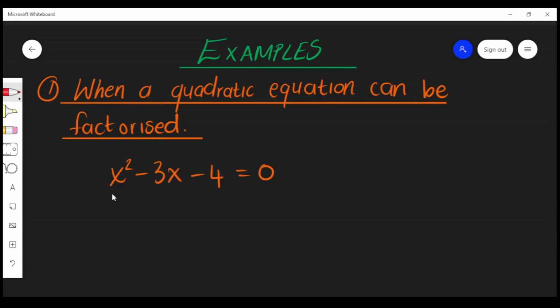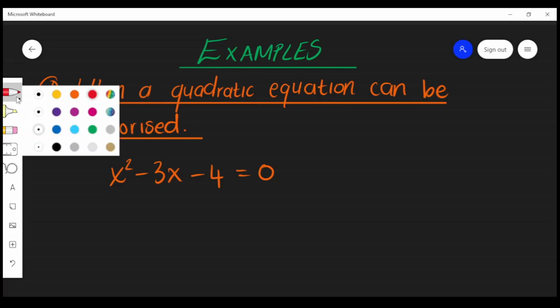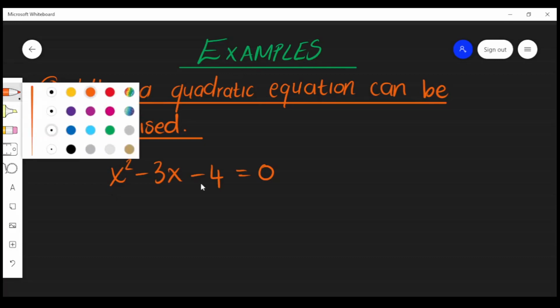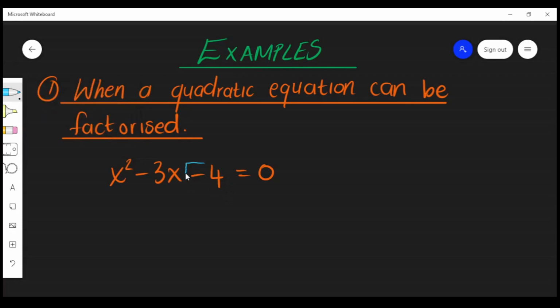So the first thing you do is you look at the sign of the constant term. The sign is going to guide you. The constant term in this case is -4. That's your constant term, and the sign for the constant term is this negative here. So that's what we look at.